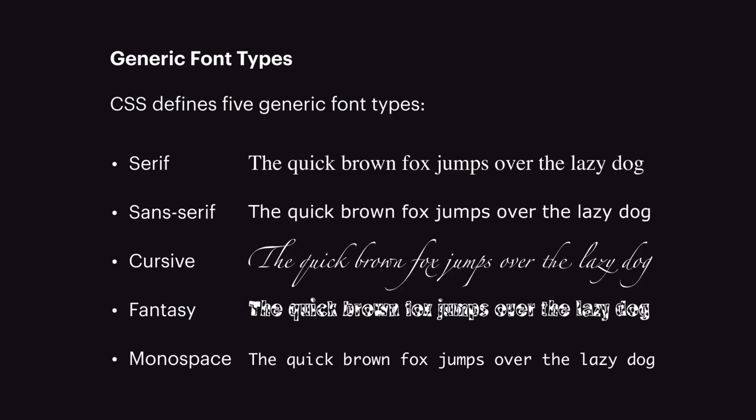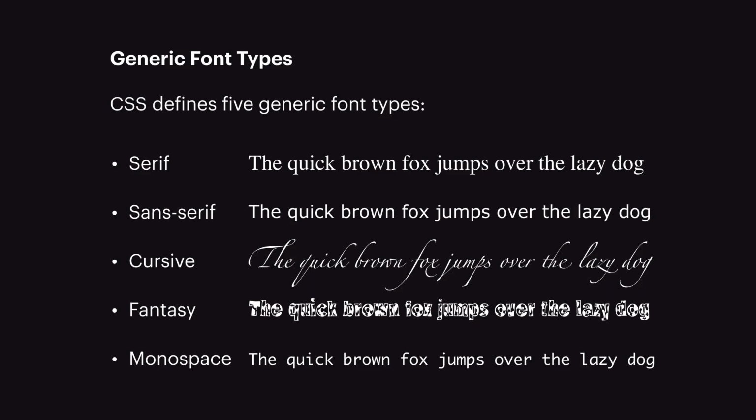Serif fonts have flourishes at the end of strokes, and these are the embellishments that you see here. Sans serif fonts are without these. Cursive fonts have flowing connected strokes that emulate handwriting. Fantasy fonts are decorative, and monospace fonts display every character in the same width.